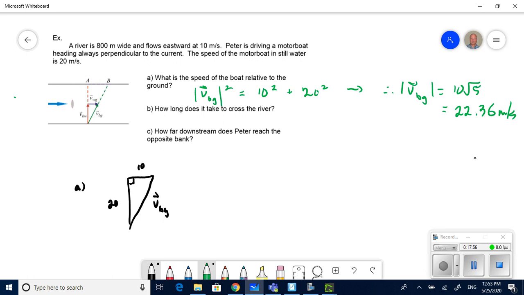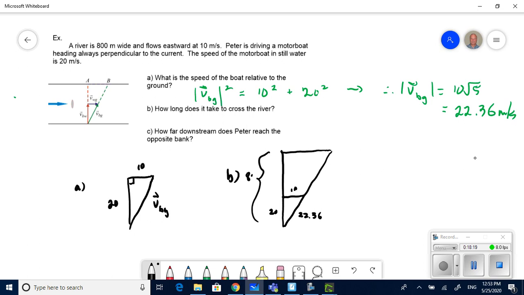I've got a river that is 800 across. I'm going to use similar triangles for this one. Okay, I've got this across the river, and I've got this small vector here. Now our small vector was 20 and 10, and I found this one to be 22.36. My large triangle is 800. Okay, and I want to find basically this corresponding distance here.